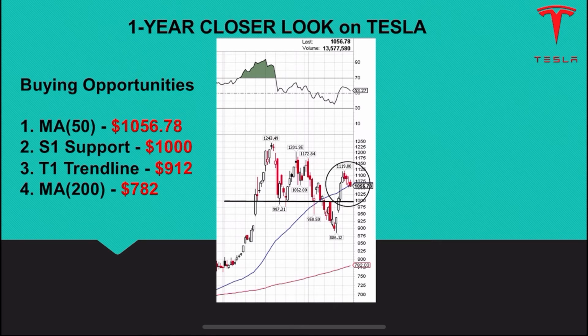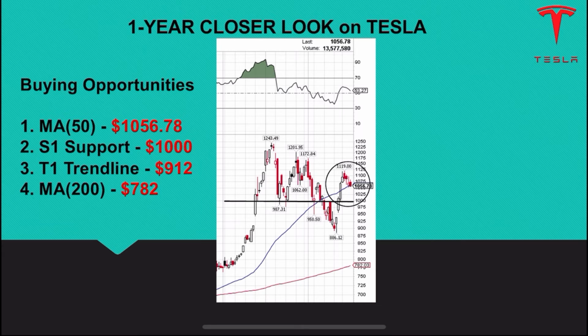So what I've done is I've put some buying opportunities on the left hand side. I've got the first buying opportunity as MA50. This is 1056.78. That's where I bought a lot of my shares yesterday. We've got the S1 support line.